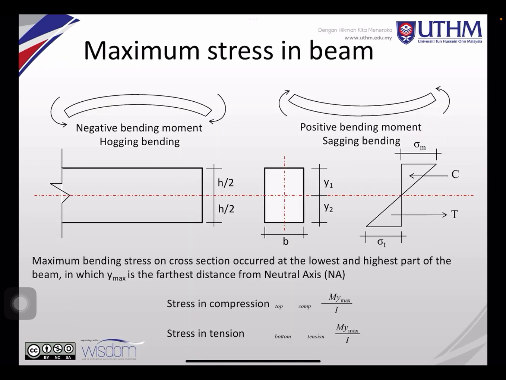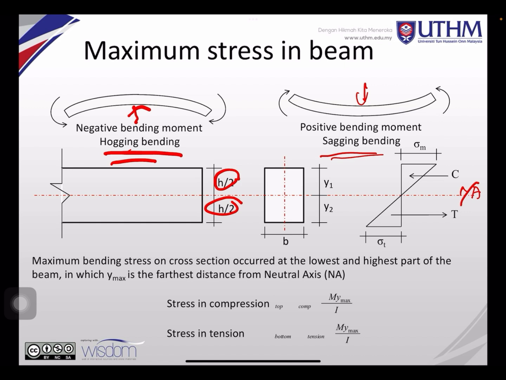So the maximum stress in a beam: when you have this bending upwards, it is negative bending moment, hogging bending. When it goes down, it is positive bending, sagging bending. One is hogging, one is sagging. We will also have the neutral axis when you have a beam. This is h/2, and this line is the neutral axis.